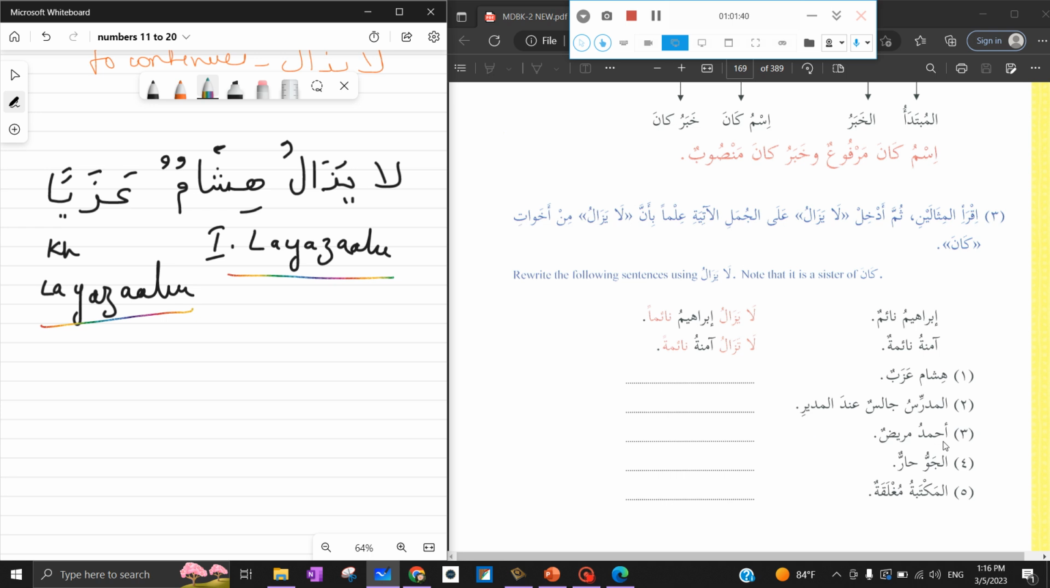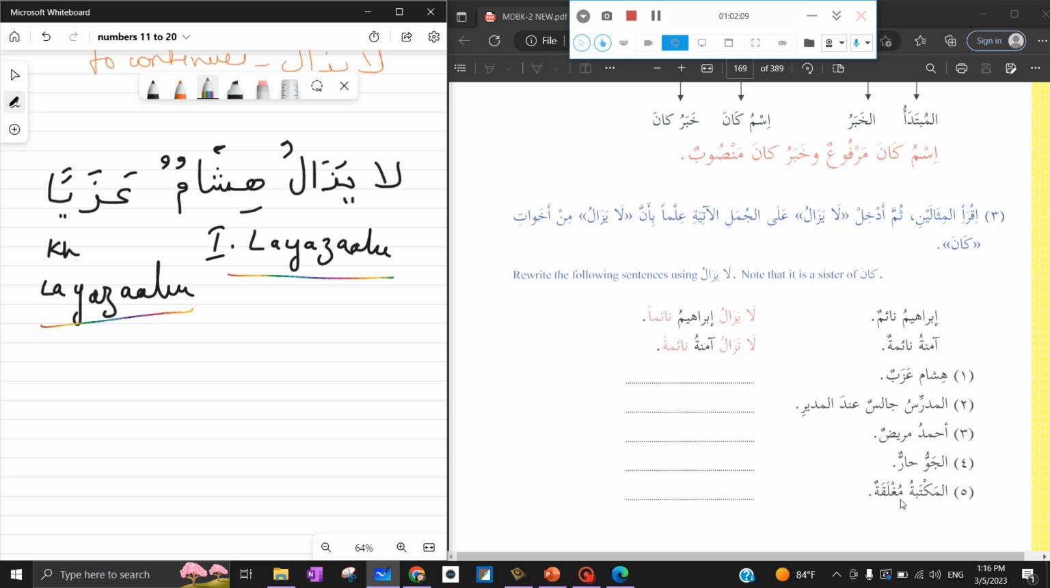Now, Ahmadu maridun. La yazalu Ahmadu maridan. That means that Ahmad is still sick. He is still sick. Al-jaw harun means the weather is hot. If you use la yazalu, al-jaw harran with an alif and tanween fatha, that means the weather is still hot.